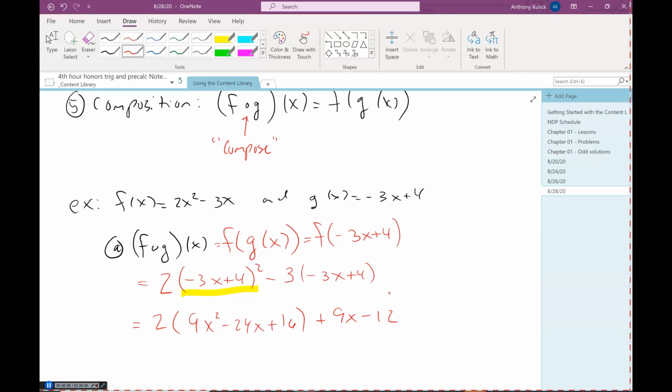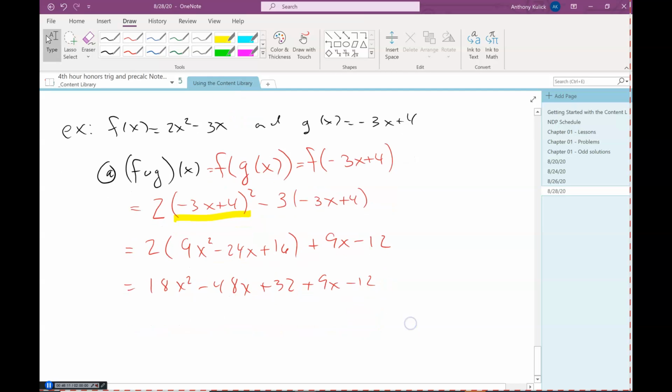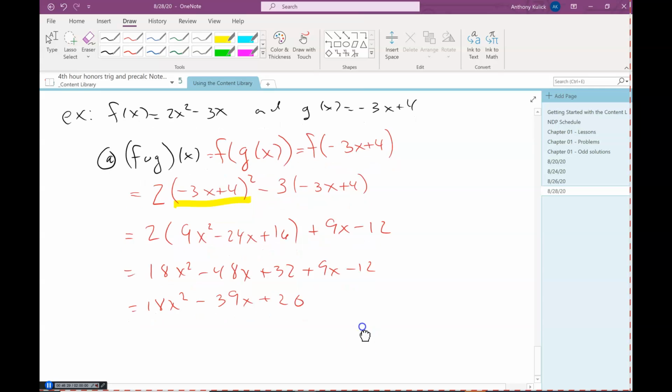Everybody okay here? And then we'll distribute the 2. And then we'll combine like terms. And there's my answer. So, took a minute.